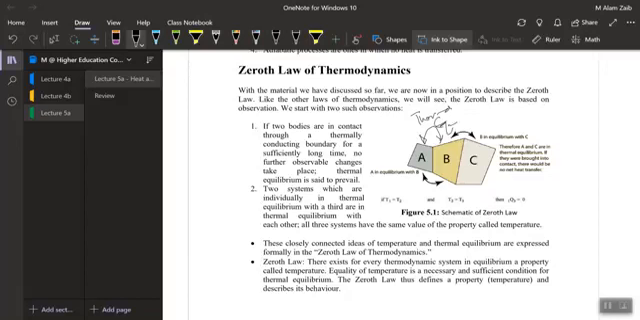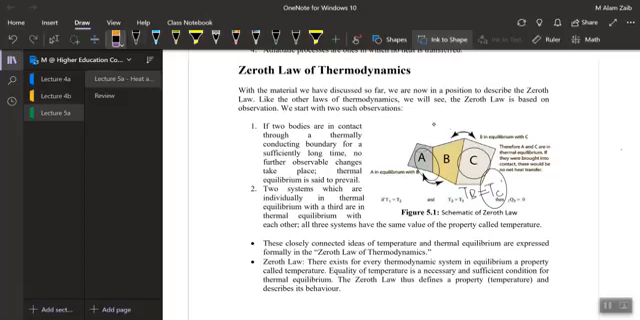The second observation: if a body A is in thermal equilibrium with body B, and body B is in thermal equilibrium with body C, that would mean A is in thermal equilibrium with C. In other words, if a property called temperature TA is equal to TB, and TB is equal to TC, that would mean temperature TA would be equal to temperature TC. And obviously, there will be no heat transfer from TA into TC or TA into TB.